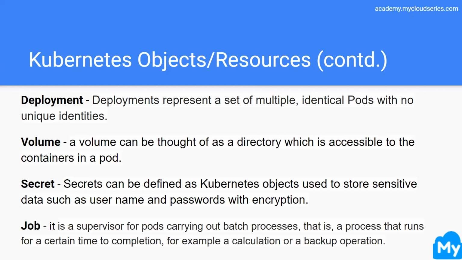The next we have here is secrets. Secrets can be defined as Kubernetes objects used to store sensitive data, such as usernames and passwords, with encryption. So if you are working with a third-party application like Facebook or Google, they usually give you an API key and an API secret. In that scenario, you need to be able to store those credentials in a secret place, not in your application code, so that you can easily access them secretly. The place where this can be done is using the Kubernetes secret.